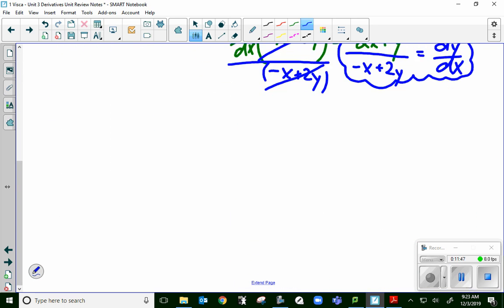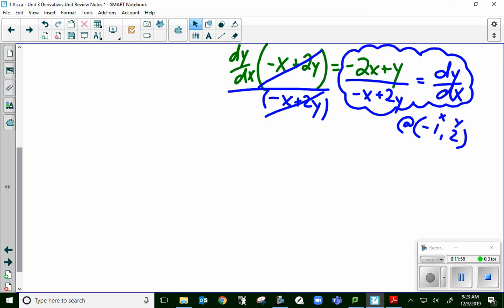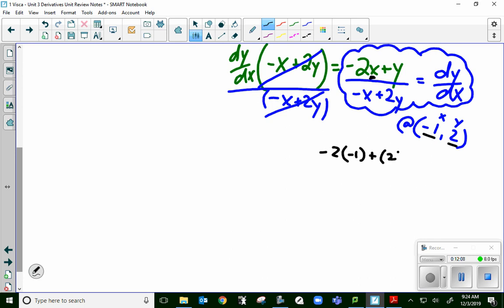So I want to figure this out. I have negative 1, 2 for my x and my y to plug in. So that's exactly what I'm going to do. I've got negative 2 times my x, which is negative 1, plus my y, which is 2, all over negative x, which is negative 1, plus 2 times my y, which is 2.